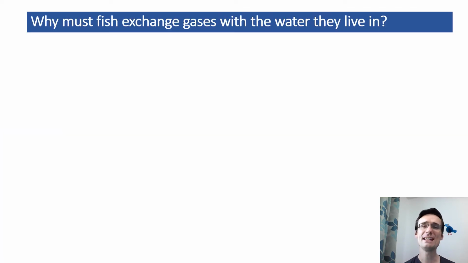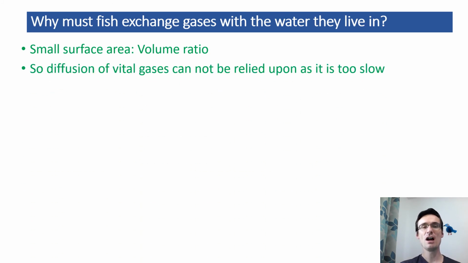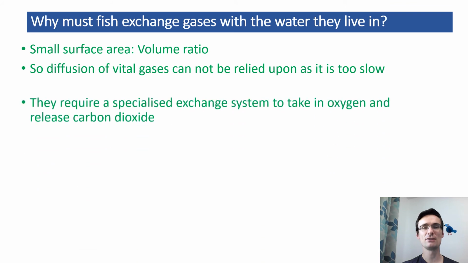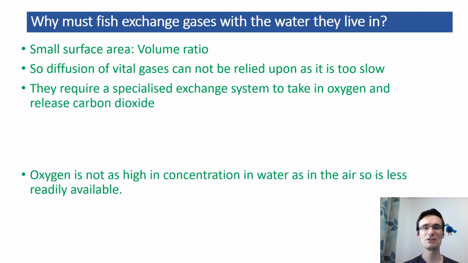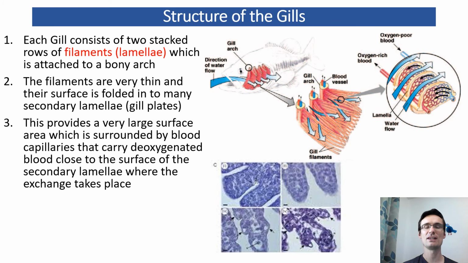Fish then obviously need to do gas exchange as well, particularly important because there's less oxygen available in water than there is in the air for terrestrial insects and terrestrial animals, but fish that are aquatic, they live underwater. They have generally a small surface area to volume ratio. Diffusion would not be fast enough to work. They wouldn't be able to survive. So they need a specialized exchange system that can rapidly get that oxygen out of the water and get carbon dioxide back in. Oxygen is in low concentration in water, so that doesn't help as well.